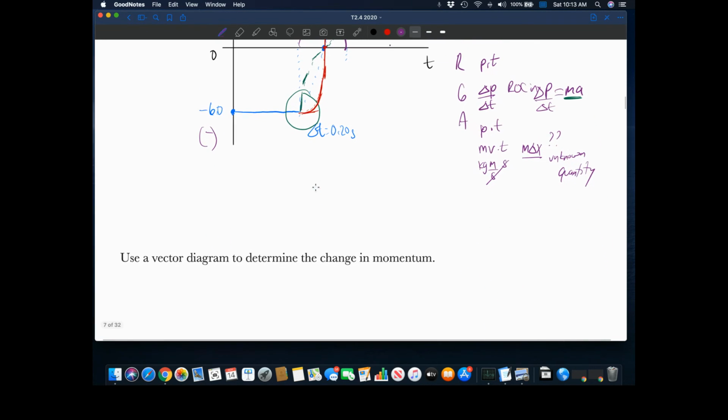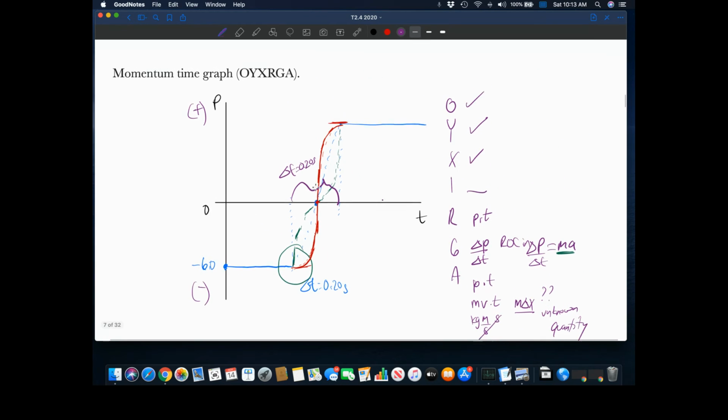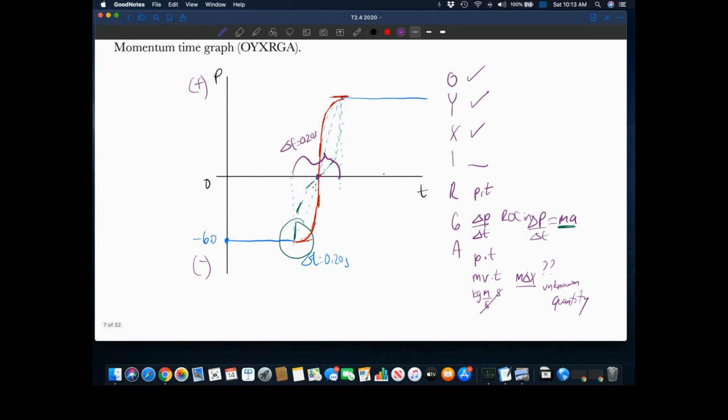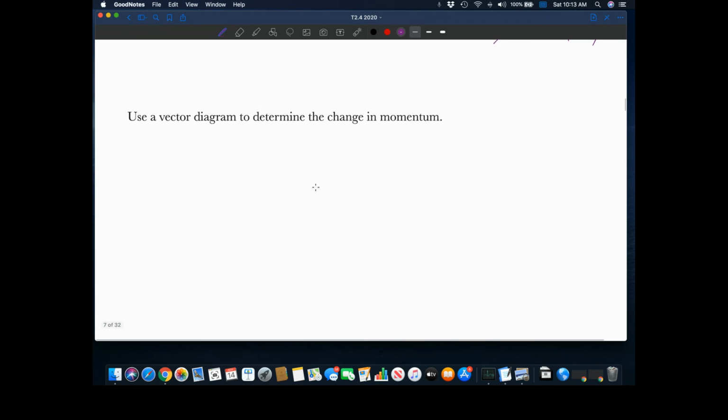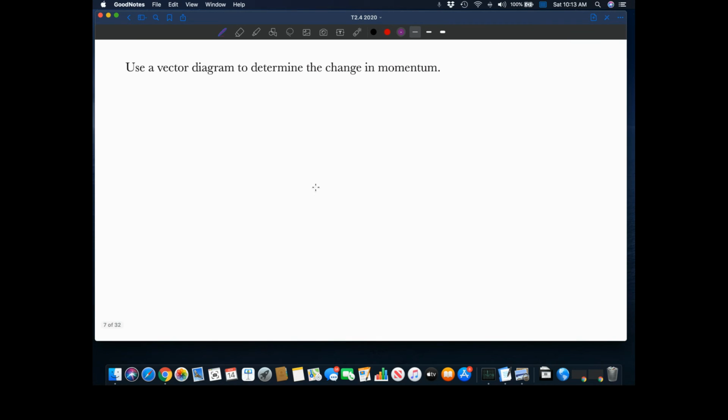So that's our momentum-time graph. The next thing we want to do is to determine the change in momentum. Now, with our graph, with our picture that we had, we already know and calculated algebraically that the change in momentum is positive, with our negative direction to the left and our positive direction to the right.